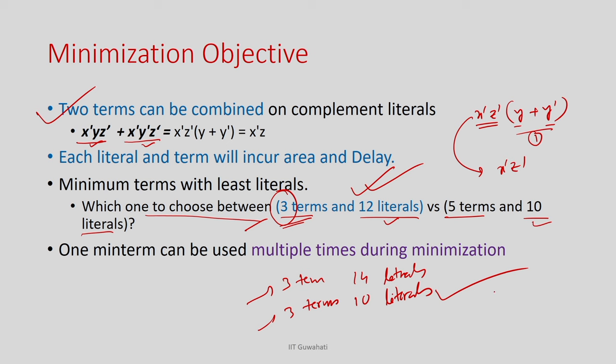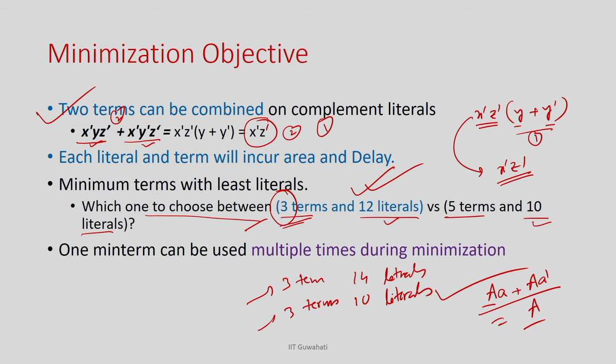So the rule says that if you have a sub-expression A followed by a literal A, and then you have the same sub-expression A and there is an A bar, if I combine this, I will get A. You can see here, once you combine these 2 product terms, the number of terms reduces, because you end up having only 1 product term, and the number of literals also reduces. Earlier there were 6 literals, now I have 2 literals, right? Earlier there were 2 product terms, now I have 1 product term. So this is the basic rule of combining.